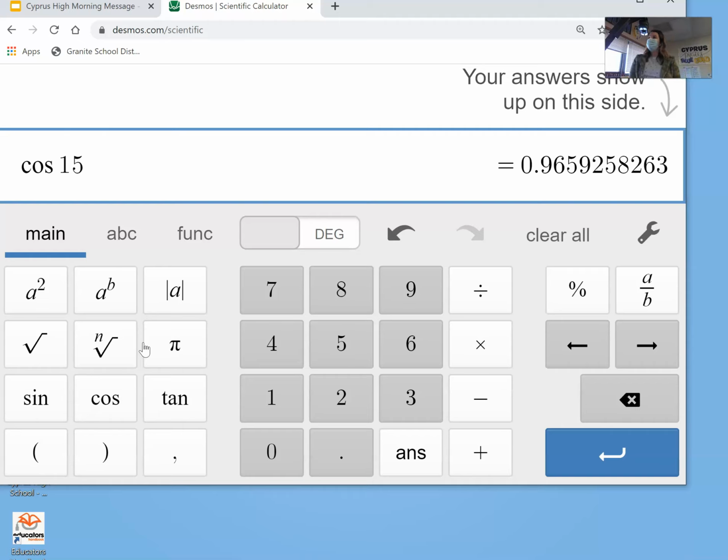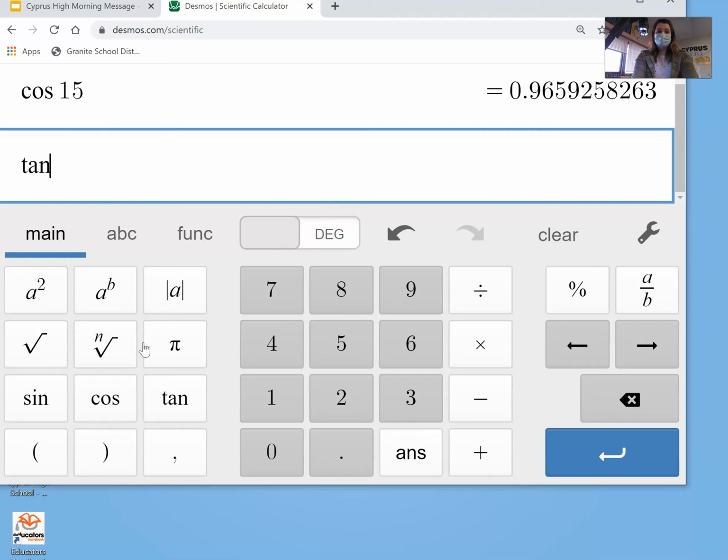Okay, let's go 1 down and do tangent. Same idea. In Desmos, all I have to type in is TAN 60. I'm going to go 4 decimal places again: 1.7321. So the tangent of a 60-degree angle is 1.73. The cosine of a 15-degree angle is 0.9659.